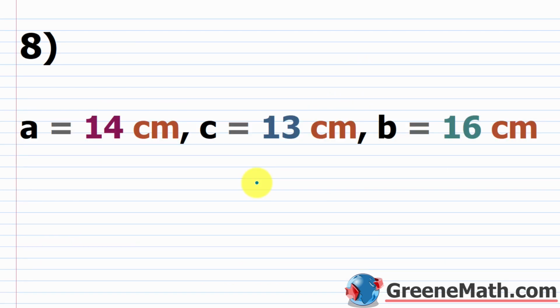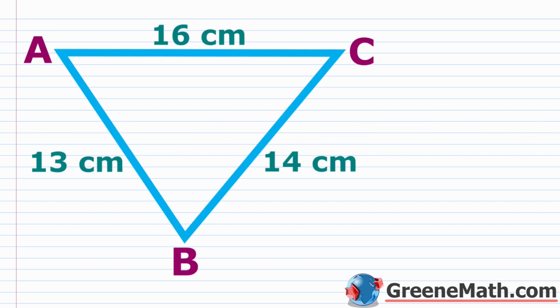All right, let's take a look at problem number 8. So here we have the length of side A is 14 centimeters. The length of side C is 13 centimeters. And the length of side B is 16 centimeters. So again, we have side, side, side. So we can use Heron's formula. So first you need the semi-perimeter. So S is equal to 1/2 times A plus B plus C.